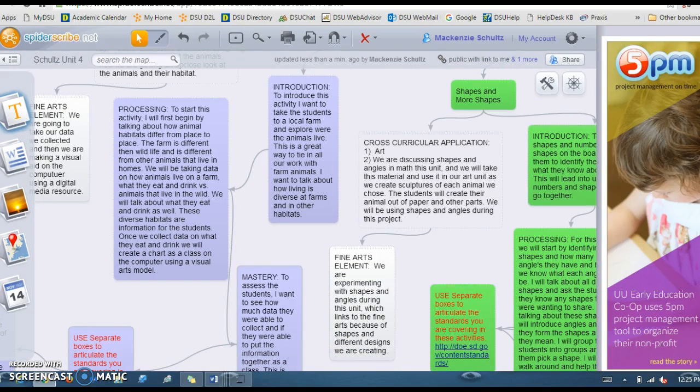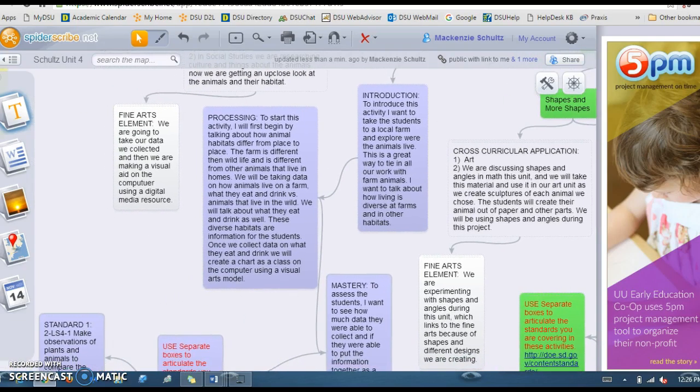So for science, now, it is called Habitat of Animals. The introduction is I want the students to be thinking about farm animals. A better way to do that is to take them to a local farm and have them explore firsthand what a farm is like and how the animals live in this diverse area, other than wildlife.